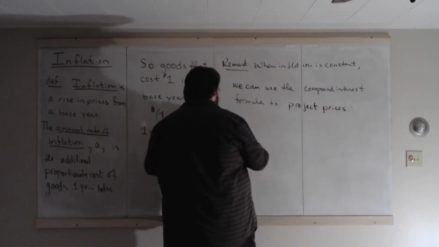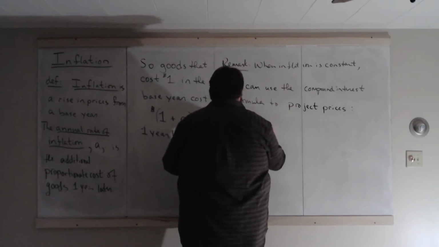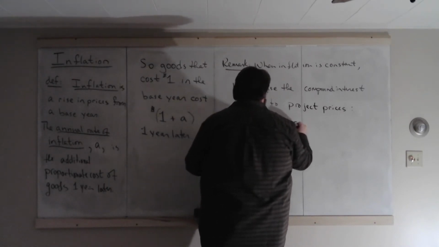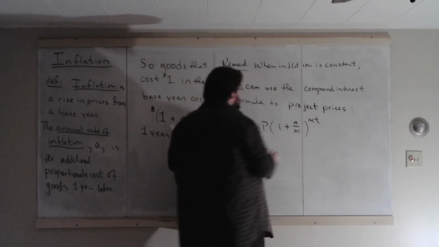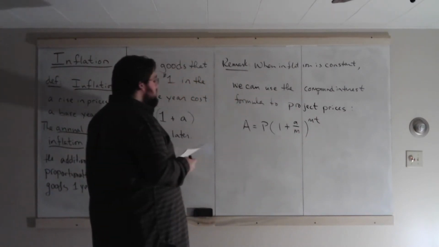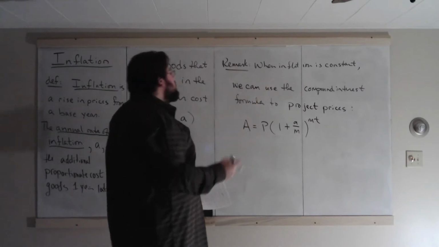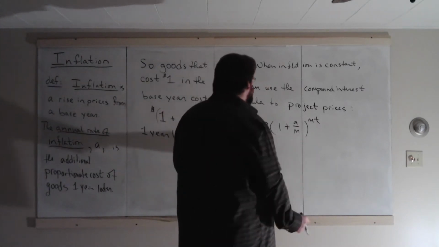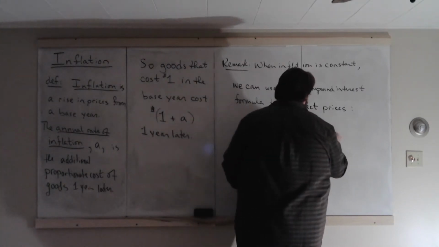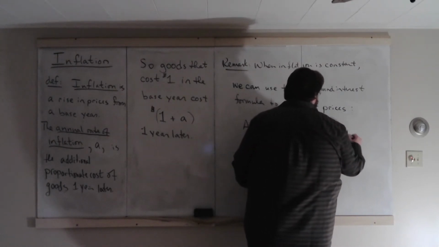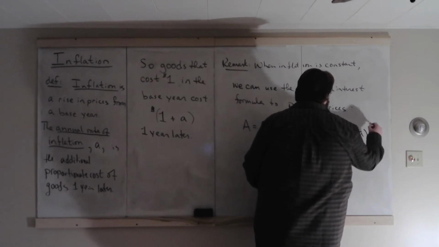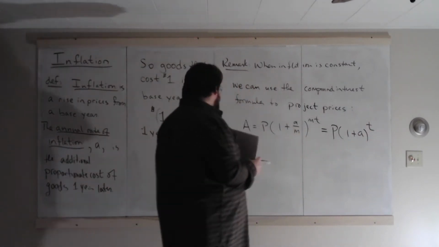And how would that look? Well, A would equal P times 1 plus, here our rate is a over m, to the mt. But inflation is not compounded several times a year. We're assuming it's constant across the years. So here, the number of compounding periods is 1. So you just get P times 1 plus a, all to the t.